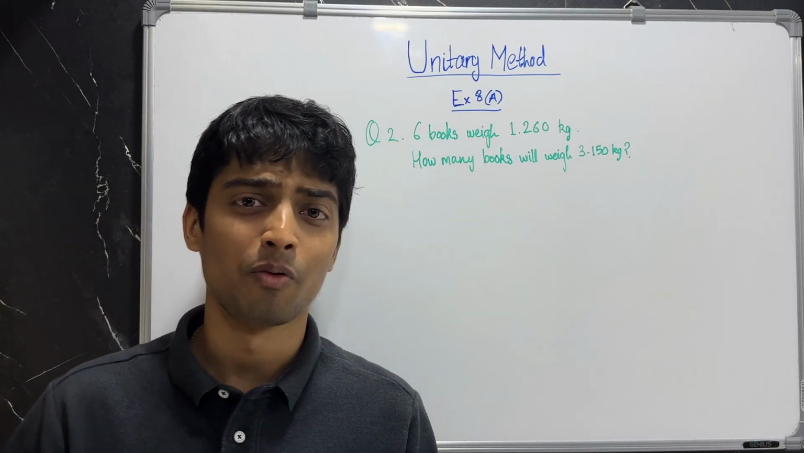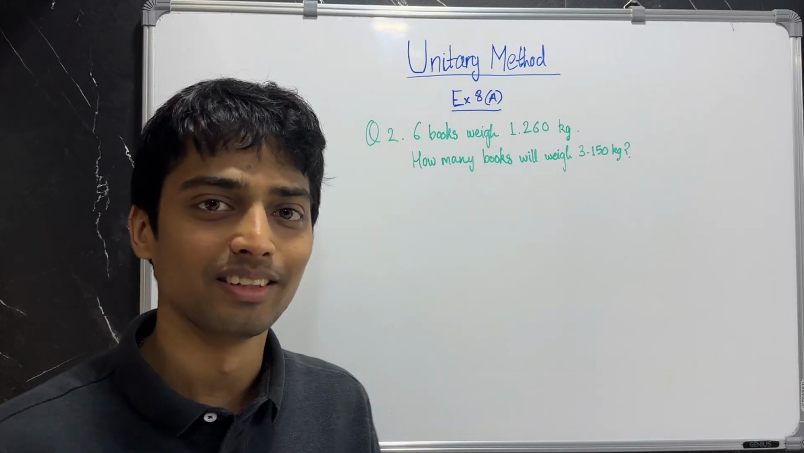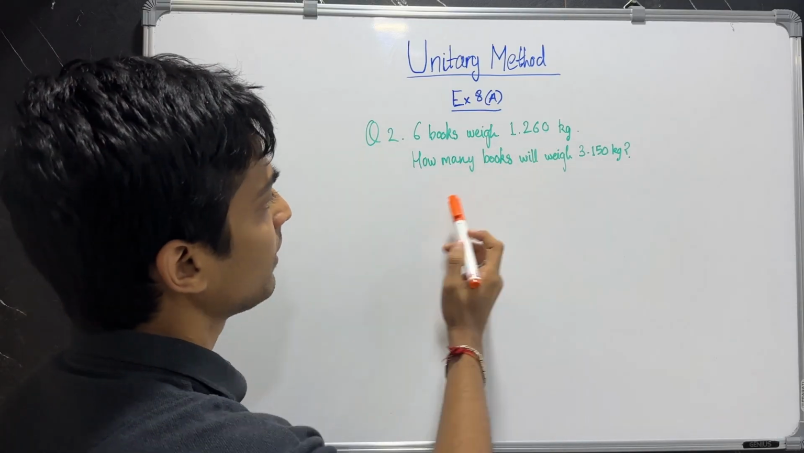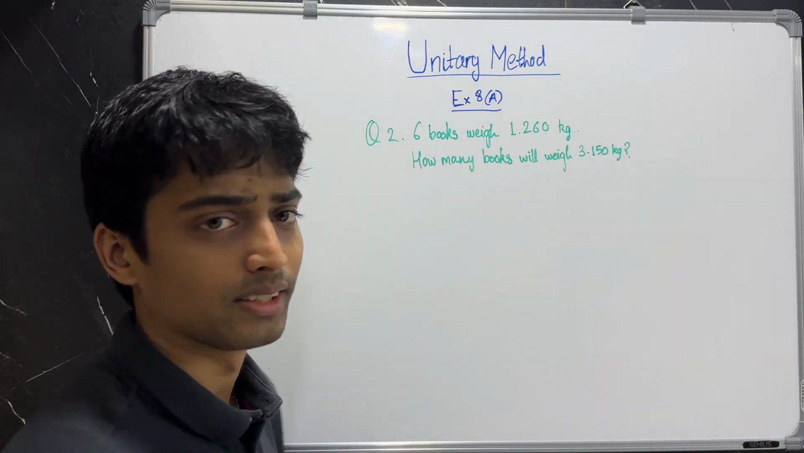Hello guys, we will be solving major sums from Unitary method first exercise. Let's start. 6 books weigh 1.260 kg. How many books will weigh 3.50 kg?